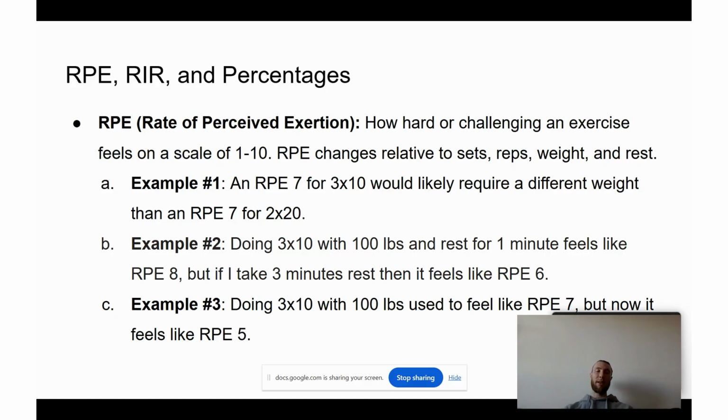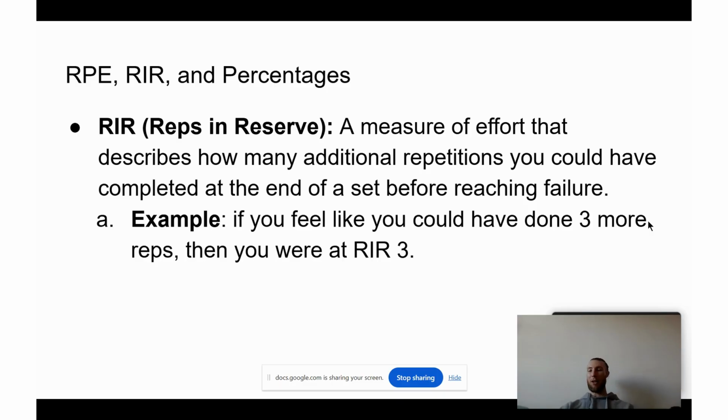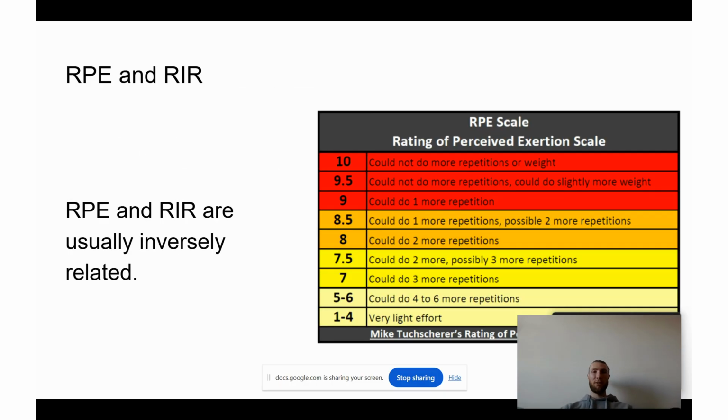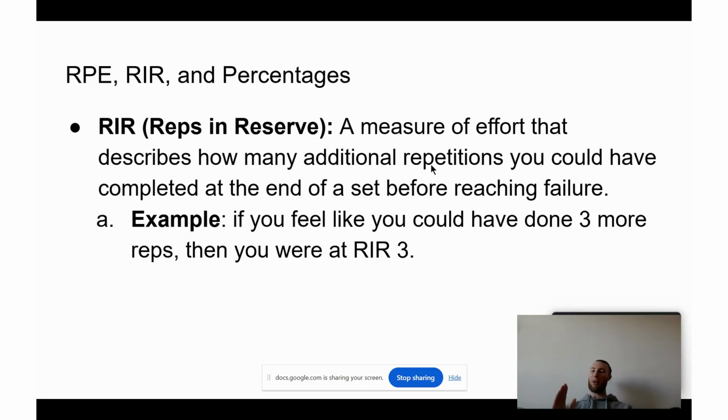So at the end of the day, RPE is how challenging or difficult was this exercise on a scale of 1 to 10. Just understand it's going to vary based on the sets, reps, weight, and rest that you're doing. So you should kind of check after each set. Did that feel extremely hard or did it not? And I'll show you a chart of RPE scale and how that relates with RIR. But just think RPE 10 equals, wow, that was the hardest thing I've ever done. RPE 1 equals, that was the easiest thing I've ever done.